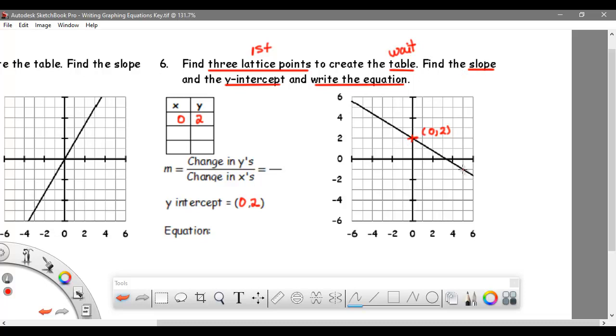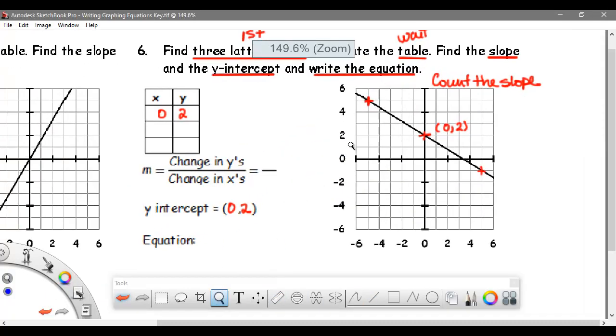Let's see if we can find some more lattice points, and once we get some more lattice points we should be able to count our slope. So I'm looking for lattice points. There's one right there, so we have one in the top right-hand corner and then over there towards the middle right. So now we want to take those lattice points and count our slope.